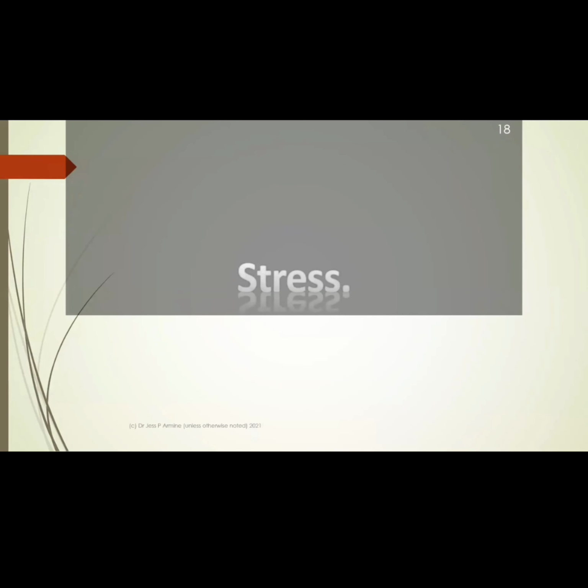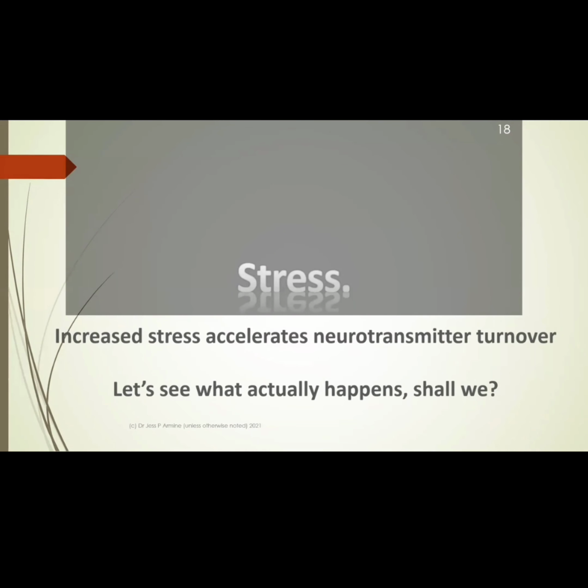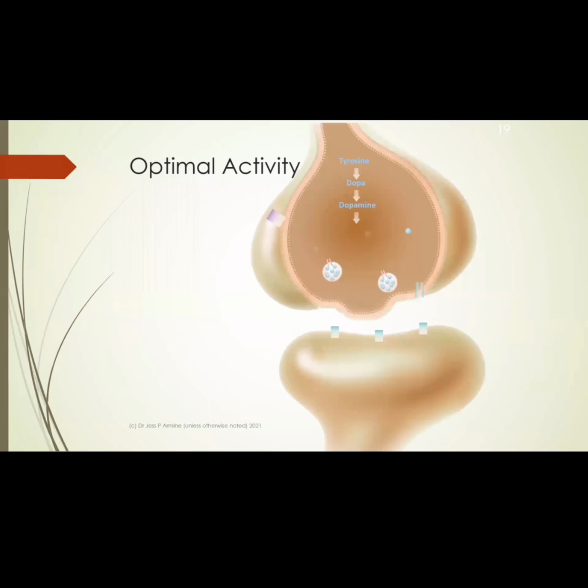What causes neurotransmitters to go off kilter? Stress. Okay. So let's see exactly what happens when you have neurotransmitter imbalance. Well, here's normal. We're just going to talk about dopamine here.